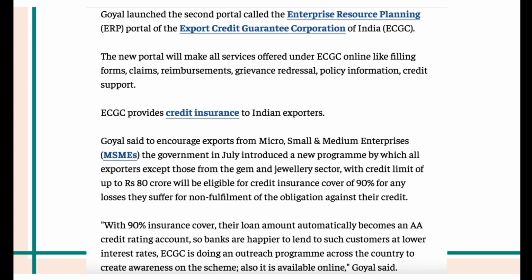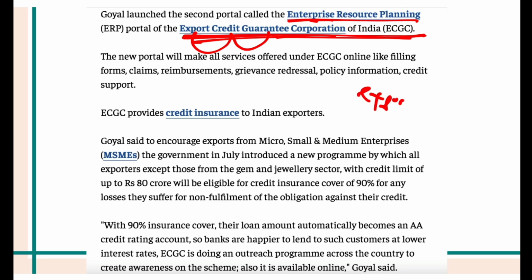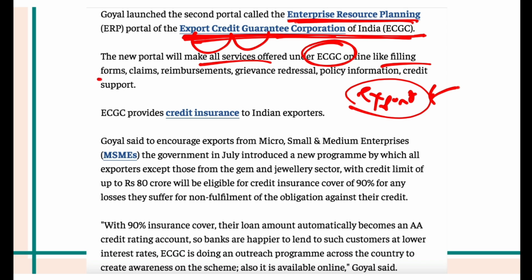And the second thing that he launched is called the Enterprise Resource Planning Portal. This is a portal of ECGC, Export Credit Guarantee Corporation of India, which provides you export credit guarantee. What is export credit guarantee? If you are an exporter and you are worried that once you export, the buyer will not send you the money from overseas, you can take insurance against that from the Export Credit Guarantee Corporation of India. So the Enterprise Resource Planning Portal will make all the services offered by ECGC online. For example, filing of forms, claims, reimbursements, grievances redressal, policy information, credit support, everything will be on the ERP portal. This is a portal of ECGC.